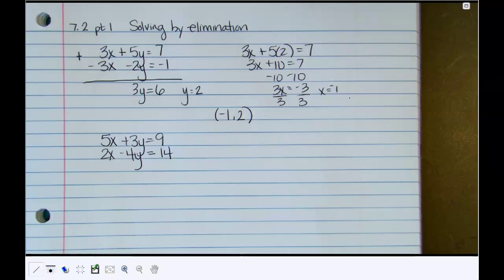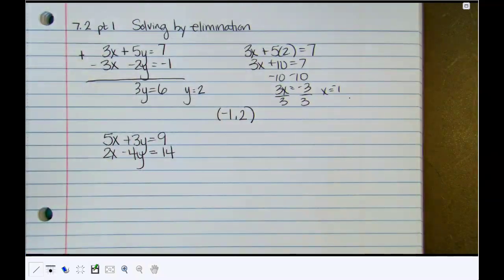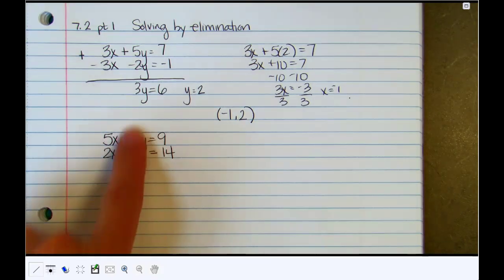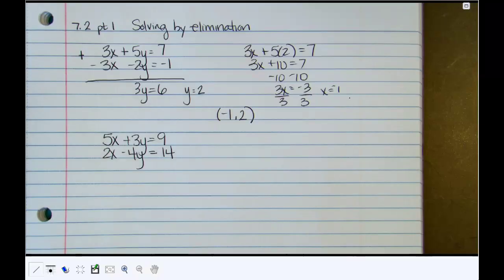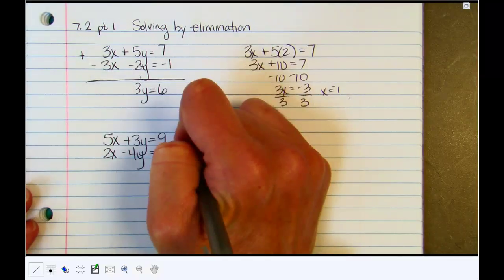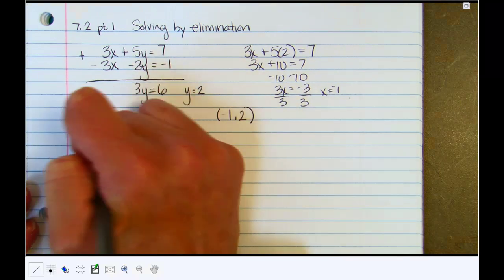I probably wouldn't personally, because as soon as you make things more complicated, you introduce the possibility of more mistakes. I probably personally would eliminate the y's, multiply the top by 4 and the bottom by 3. Personally. You do whatever you want. There are choices galore. You can multiply the top by 2 and the bottom by 5 as long as one of them is negative. The point is, one of them has to be positive and one of them has to be negative, which is why I probably would go for the y's. I already have a negative in there. So I probably would multiply by 4 and 3.